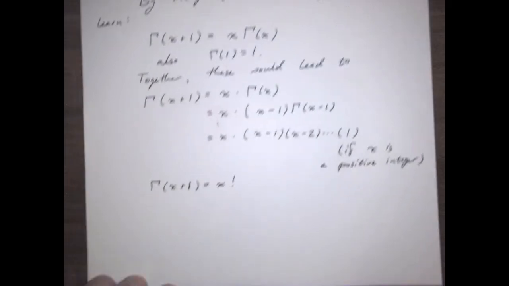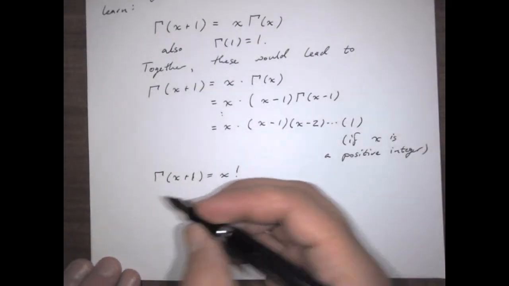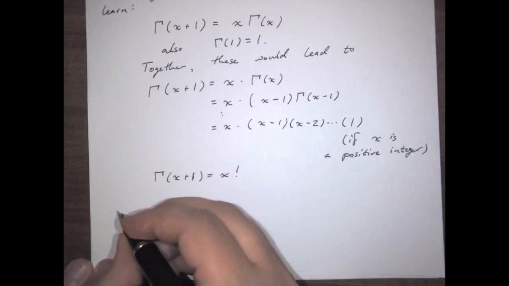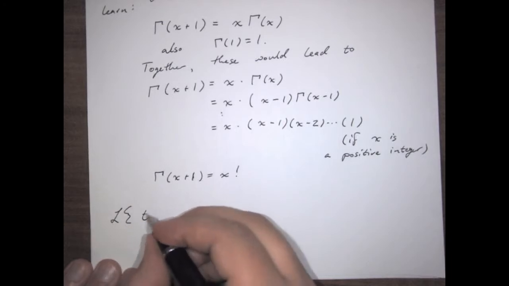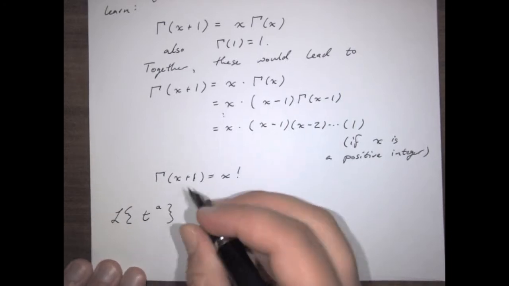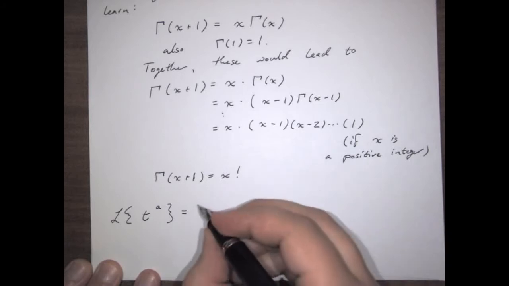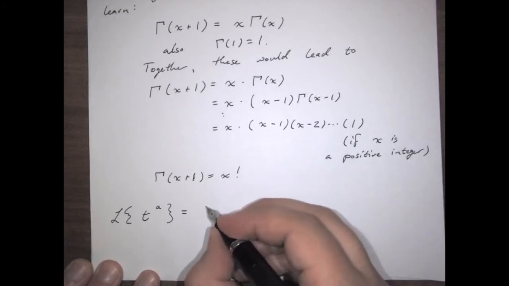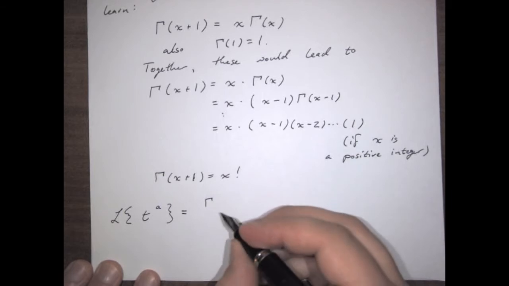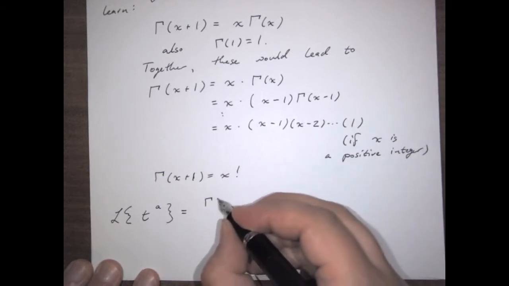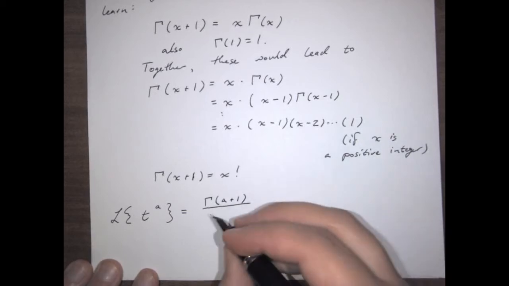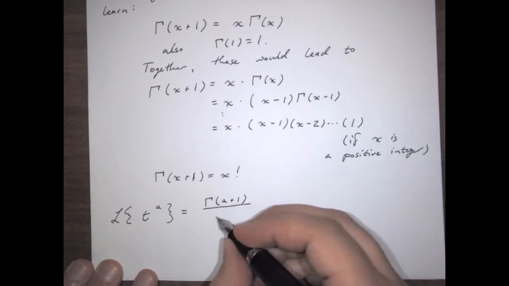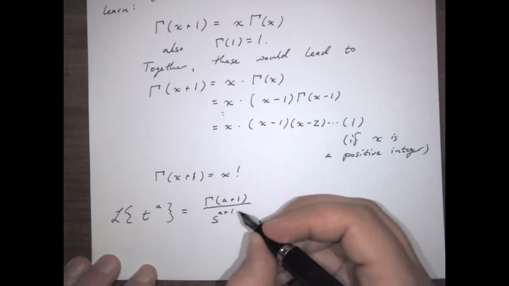Which will then lead us to the conclusion that the Laplace transform of t to the a would equal a factorial if it could be, but if it can't be, then it'll be gamma of a plus 1, in the case that a is not a positive integer, divided by s to the a plus 1.